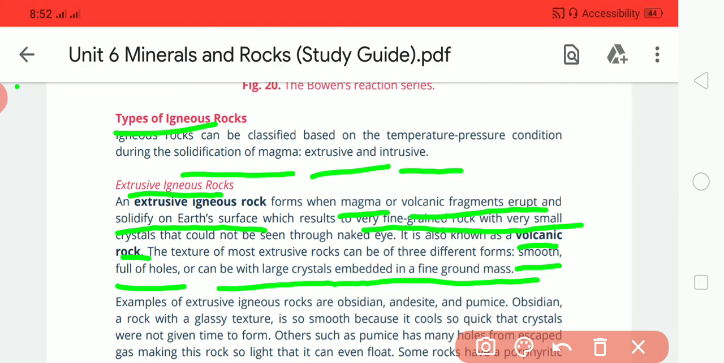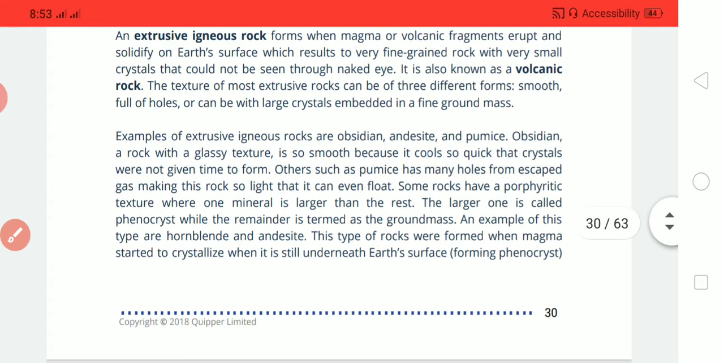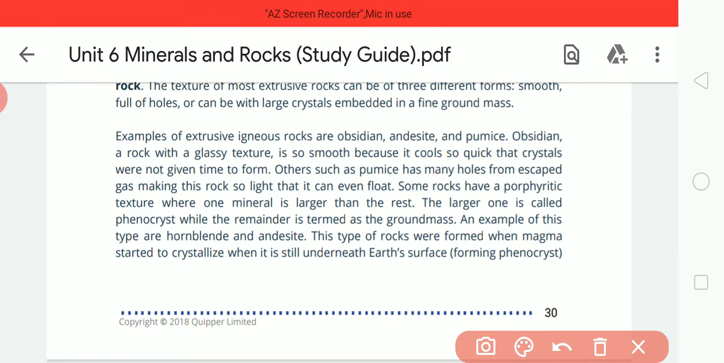Now, examples of extrusive rocks are obsidian, andesite, and pumice. Obsidian is a rock with a glassy structure. It is so smooth because it cools so quickly that crystals were not given time to form. Others, such as pumice, have many holes from escaped gas, making this rock so light that it can even float. Pumice is a type of igneous rock that can actually float.